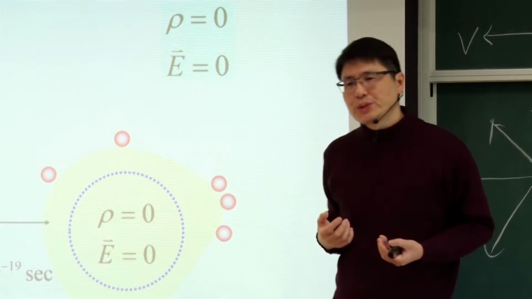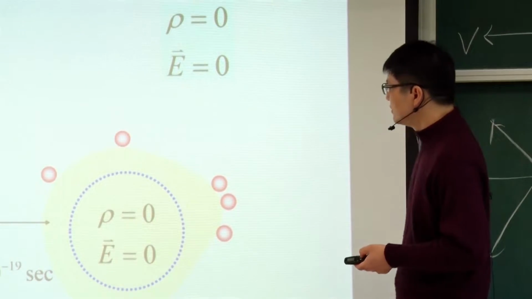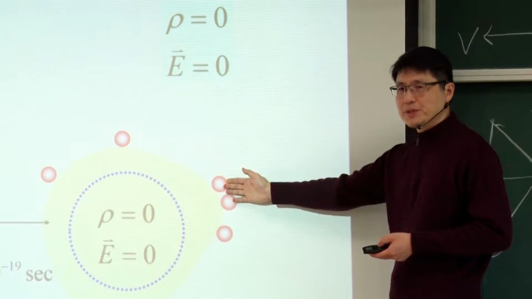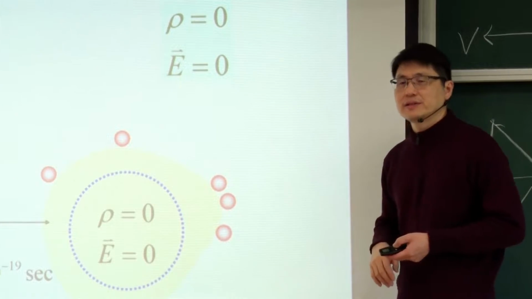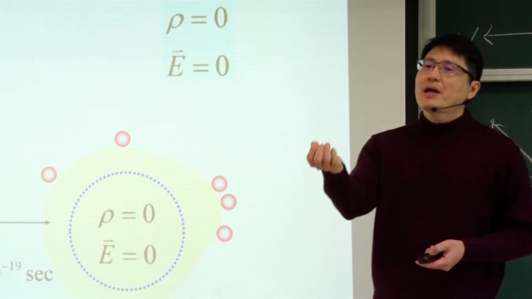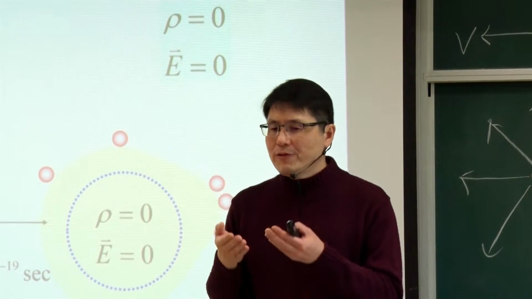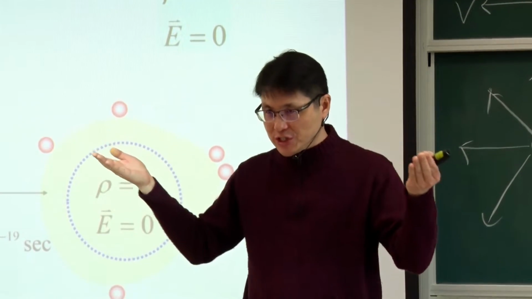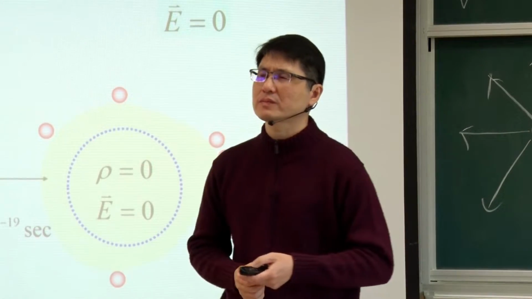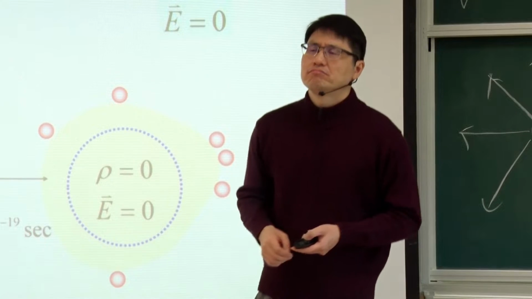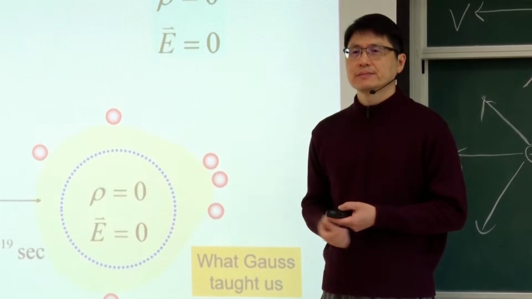You must be scratching your head, why not? Why not? Why do the charges need to be distributed along the surface but not inside? Well, let me ask you in a very philosophical way. If you have a piece of conductor, a very good conductor, a perfect conductor, what do you think of its potential?